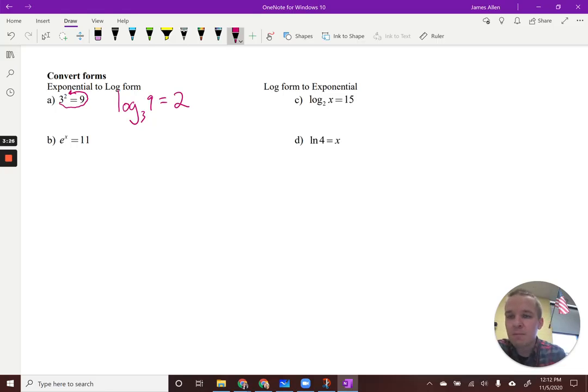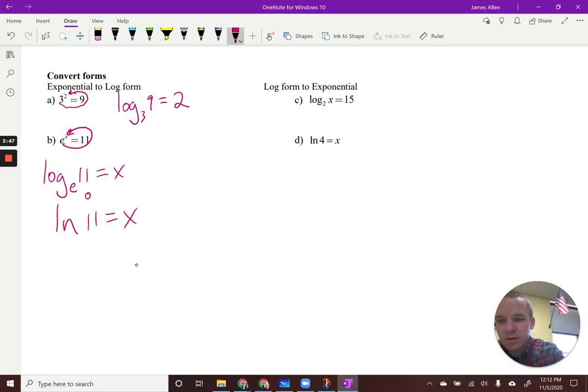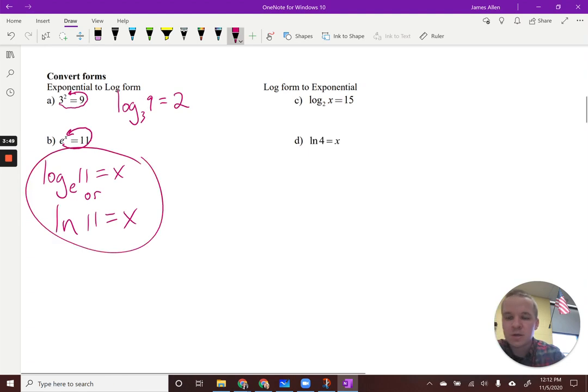Wonderful. Let's go down to the one with e to the x. So I would have log base e of 11 is equal to x. And some of you might be like, hey, wait, doesn't log base e have its own thing, right? Yes, it does. It's natural log of 11 equals x. So either one, this or this, would work, right? They're equivalent. Okay, so log base e is natural log.